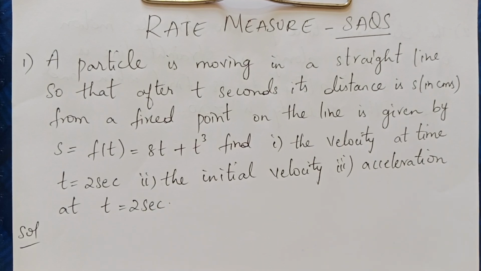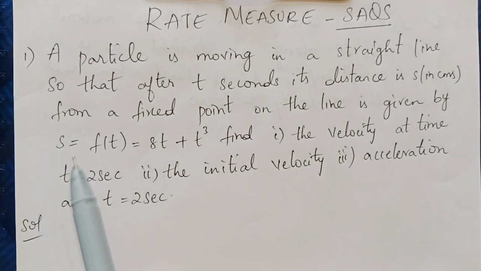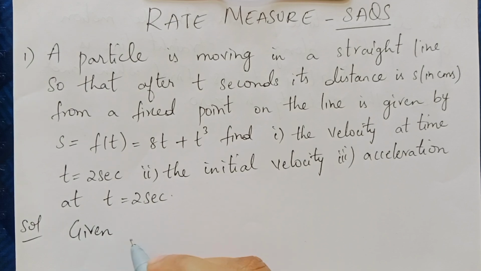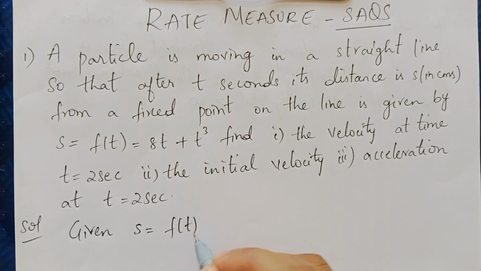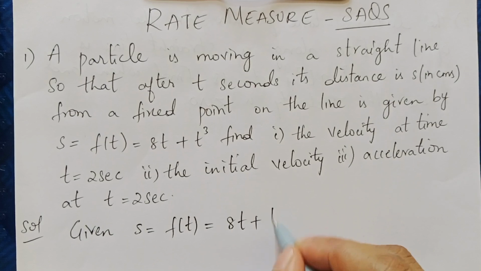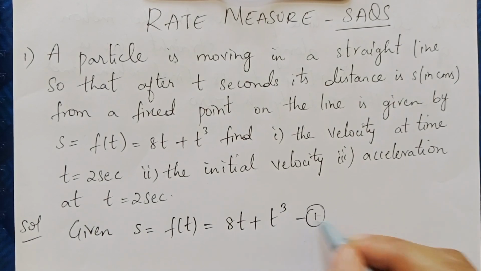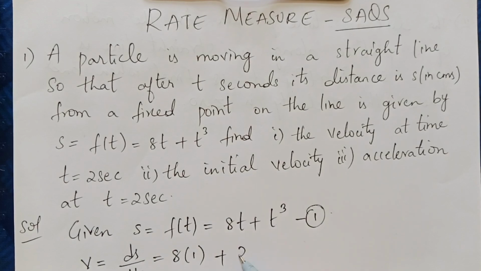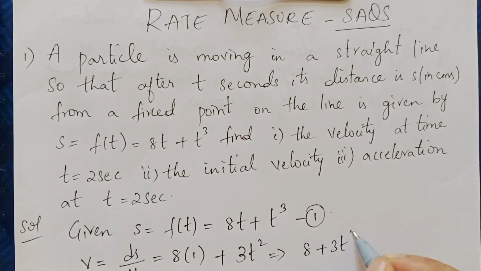So here the given distance is s equals f of t, which equals 8t plus t cube. Equation 1, differentiate it, so we'll get ds by dt, which is nothing but the velocity, the rate of change of displacement, equals, here 8 is a constant, t derivative will be 1, plus t cube derivative will be 3t square. So this will become 8 plus 3t square.